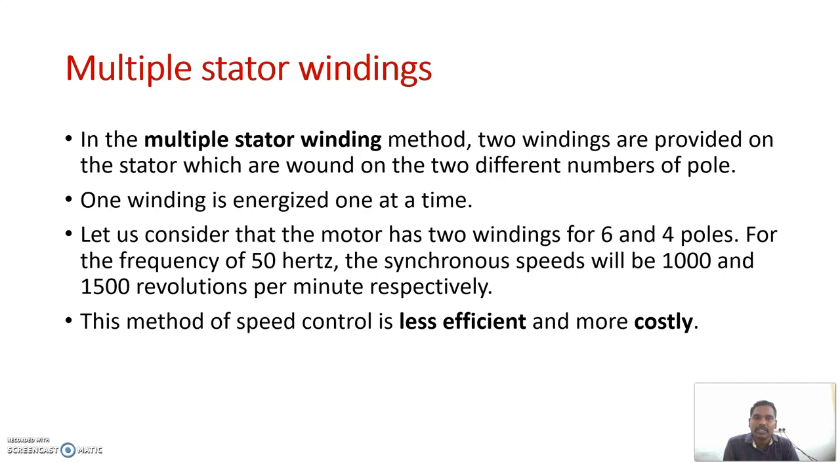As I already told, there are only 2 possible speeds for this calculation. Either we can run the machine at 1000 rpm or 1500 rpm. In between, we cannot change to any other speed in this machine.